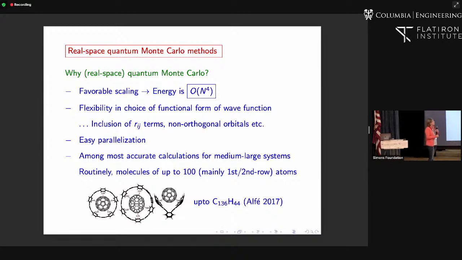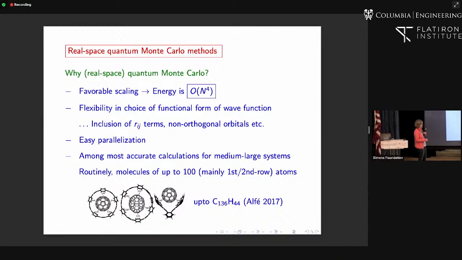You can really play with your wave function if you have some good idea. Of course, it is highly parallelizable. And if you look in the literature, we have provided as a community several quite accurate calculations for medium to large systems. You will mainly find molecules in the first and second row, up to 100 atoms. That's a relatively old calculation, but quite impressive, trying to benchmark van der Waals interaction for such a large system.